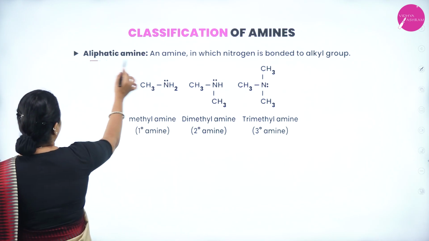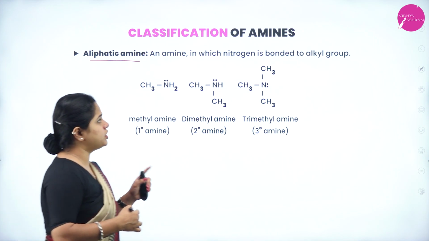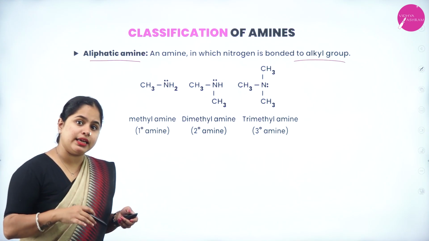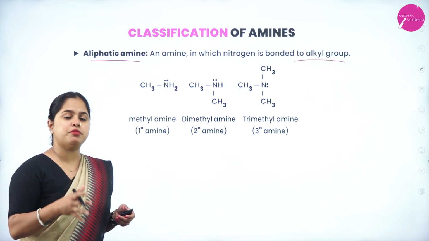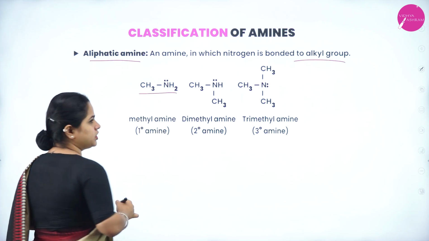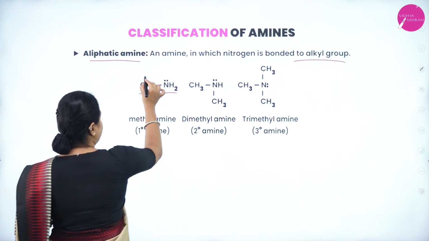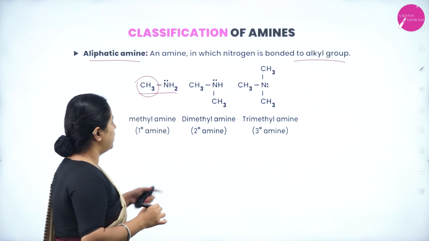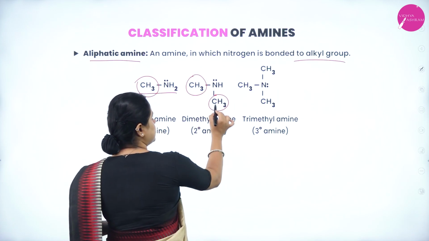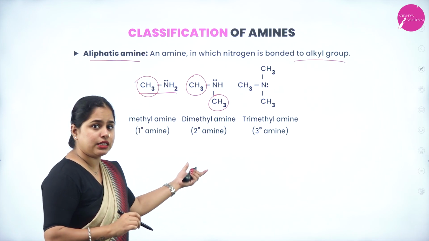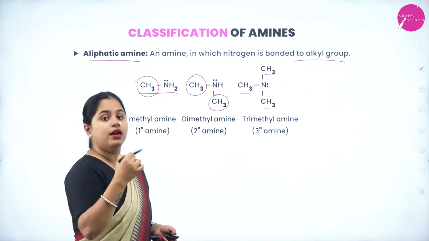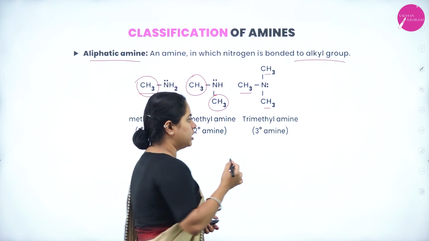Now, what are aliphatic amines? An amine in which nitrogen is bonded to an alkyl group. Okay, so the hydrogen can be replaced by an alkyl or aryl group, right? So if it is replaced by an alkyl group, it is called an aliphatic amine. So you can see methylamine, which is a primary amine. Why is it primary? Only one alkyl group is present here, right? Now you have dimethylamine, which is also aliphatic, but you have 2 methyl groups. So this is R2NH. So this is dimethylamine and it is a secondary amine, right? Now you have 3 methyl groups. So this is trimethylamine and of course it is a tertiary amine.